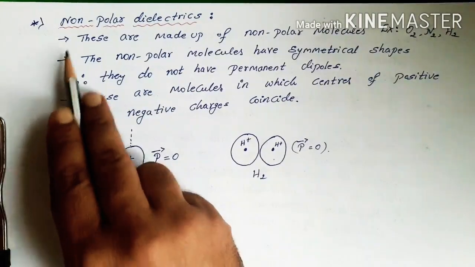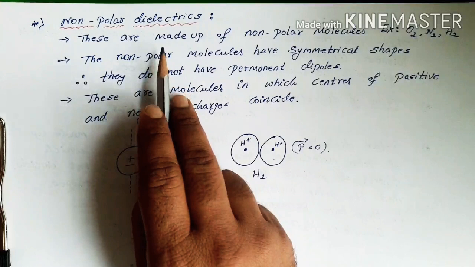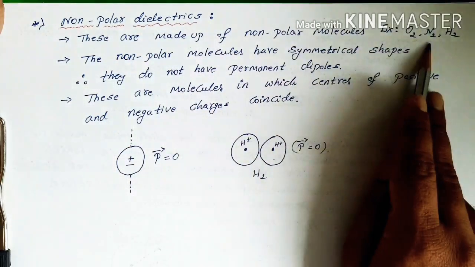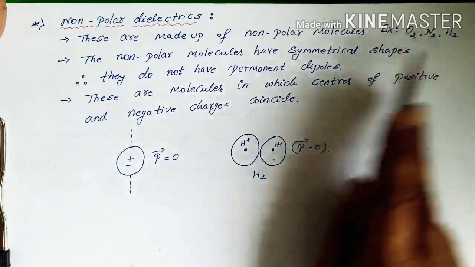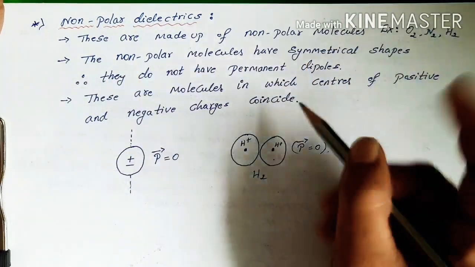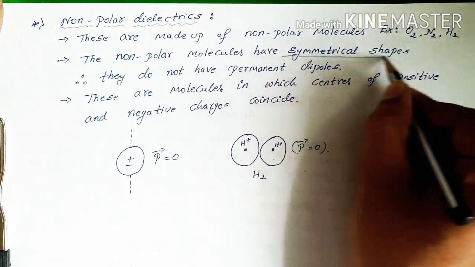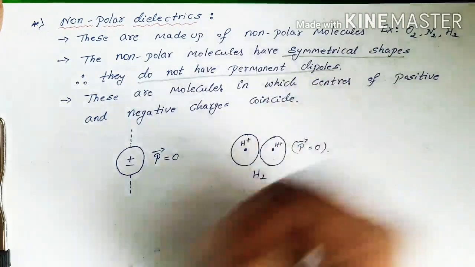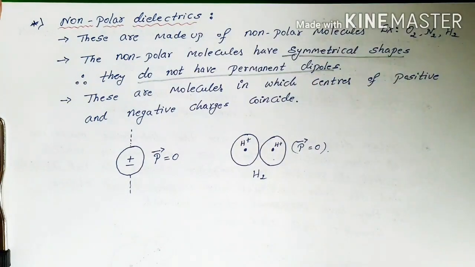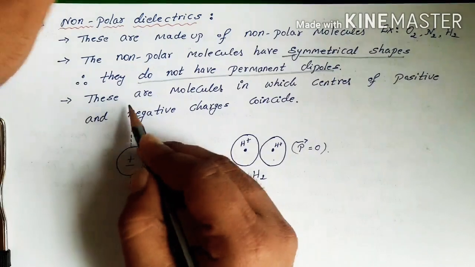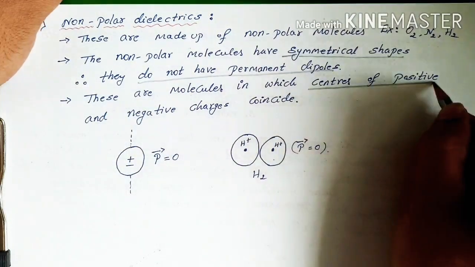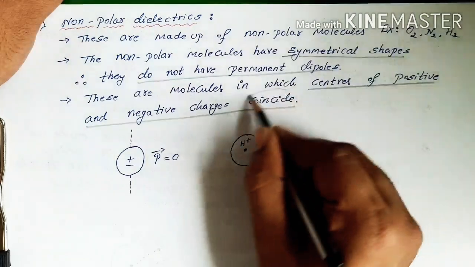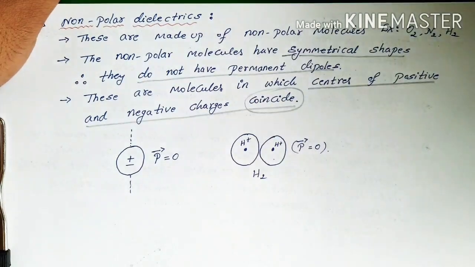Now the next one is the non-polar dielectrics. It's just the opposite of polar dielectrics. These are made up of non-polar molecules like oxygen, nitrogen, hydrogen. Non-polar molecules have symmetrical shapes. Here they do not have permanent dipoles. Dipole moment will not come here because these are molecules in which the centers of positive and negative charges coincide. Here it coincides, but in the previous case it never coincided.